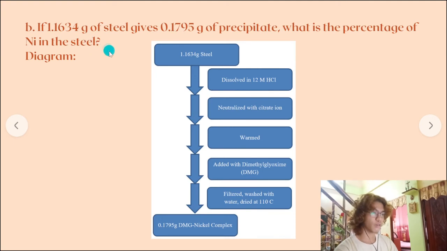The second part of the problem asks, if 1.1634 grams of steel gives 0.1795 grams of precipitate, what is the percentage of nickel in the steel? Just like in the first part, we have the same diagram but with different givens. So in this diagram, we only have the mass of the steel, 1.1634 grams, without its percent by weight nickel, which is the required. However, now we have the mass of the precipitate, which is the 0.1795 grams of DMG nickel complex.